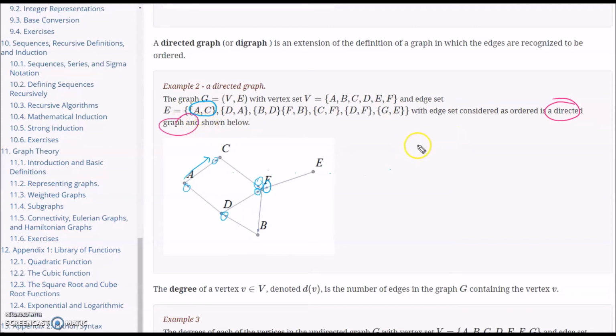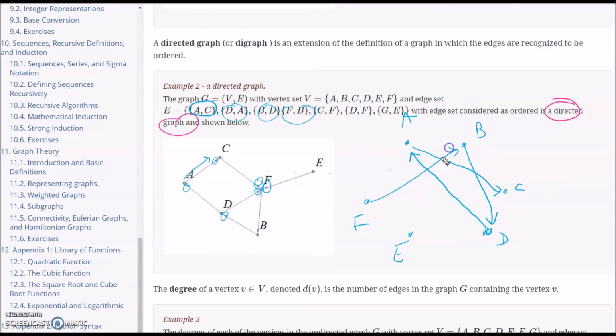So here I have my A, B, C, D, E, and F. This is my vertex set. And now my edge set, I have AC, so I have an arrow going that way. I have DA, so I have an arrow going this way. I have BD, so I have this edge. I have FB, so I have this edge. I have CF, so I have this edge. I have DF, so I have this edge.